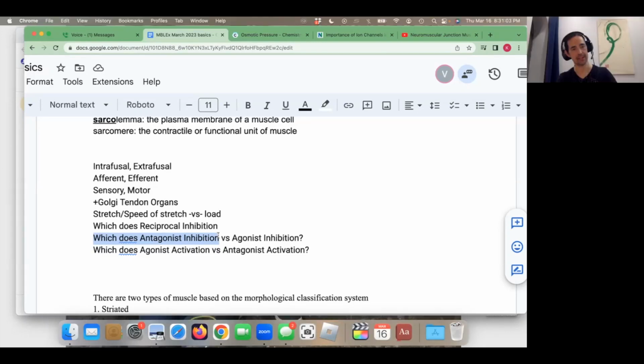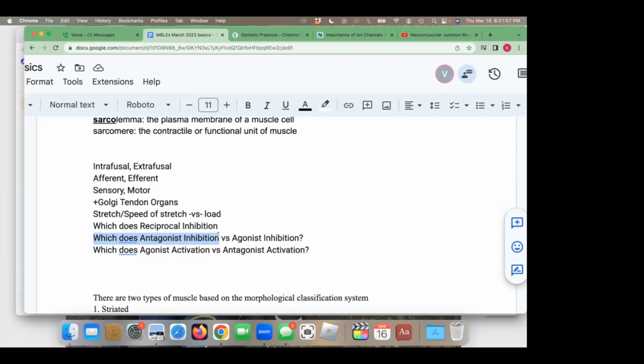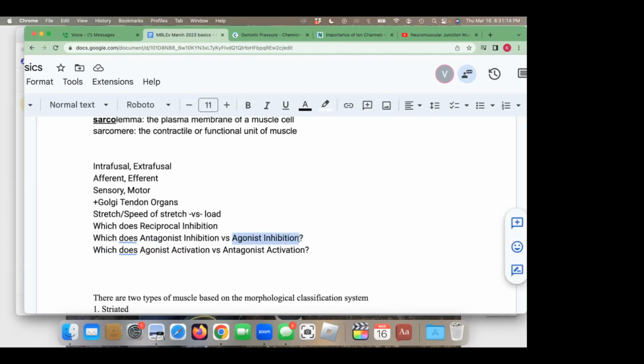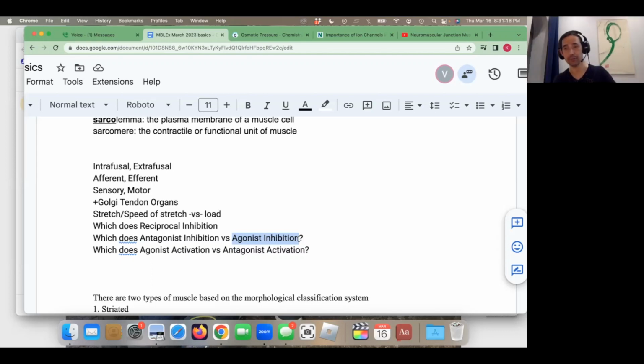Which one does antagonist inhibition? The intrafusal. Yes. Which one does agonist inhibition? Somebody other than Vincent. Afferent. Both of those. No, I'm sorry. It's not extrafusal. Extrafusal fibers are the main power source for the muscle, right? They're the ones that do most of the work. The ones that are outside the muscle spindle, they're the motor ones.